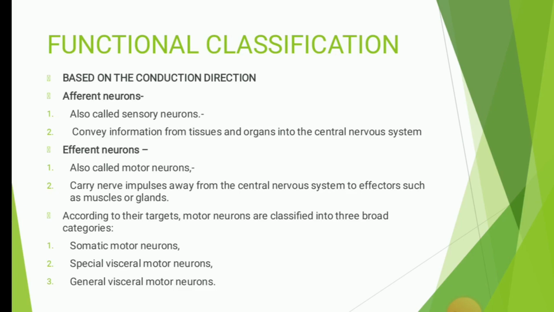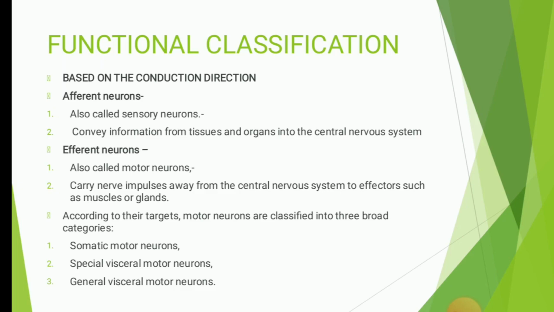Next comes the functional classification. Based on the conduction direction, these are of afferent neurons and efferent neurons. What are afferent neurons? Just like afferent nerve fibers, they carry information from tissues and organs into the CNS. What is CNS? The central nervous system, that is the brain and the spinal cord. So जो neurons information को tissues and organs से CNS तक carry करे, they are known as the afferent neurons. Simple.